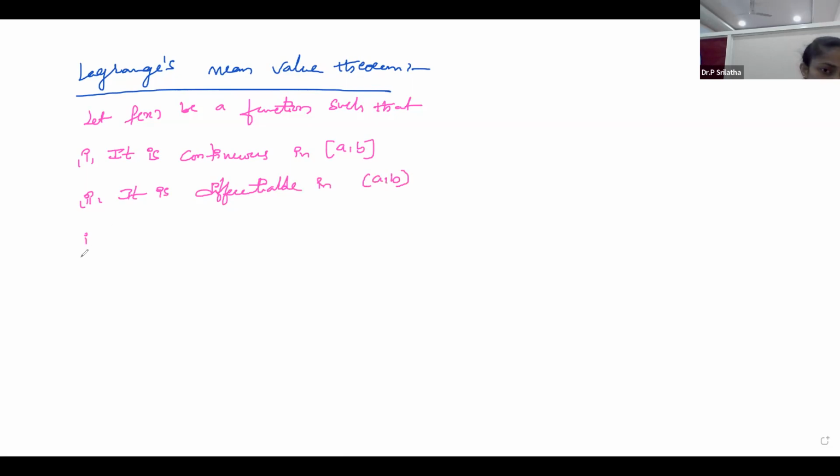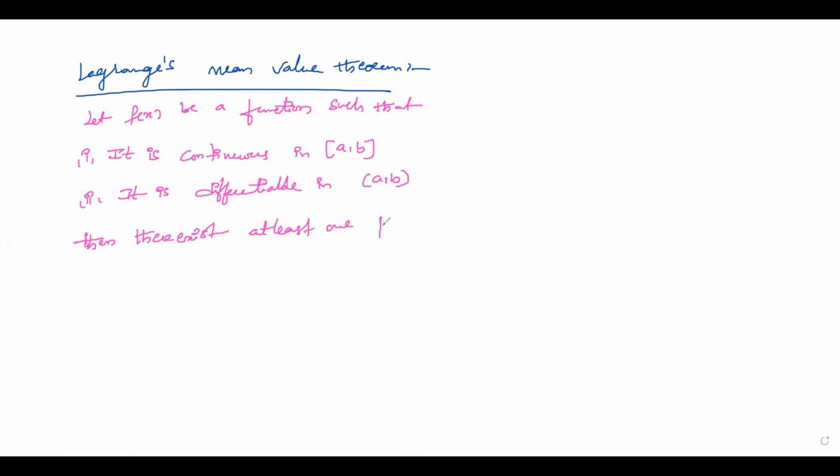And what is the third condition? f of a not equal to f of b? No. Here we don't have any condition. Okay. So then there exists at least one point.